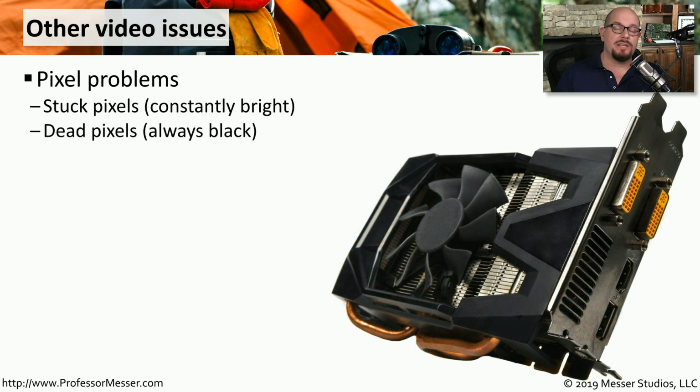If a display has a particular pixel that is always showing a color, we call that a stuck pixel, where it is constantly bright. Even if the entire screen is black, you will still see that brightly lit pixel on the screen. You also have pixels that aren't working at all. We call these dead pixels because they will never show any particular color. They will always be black on the screen.